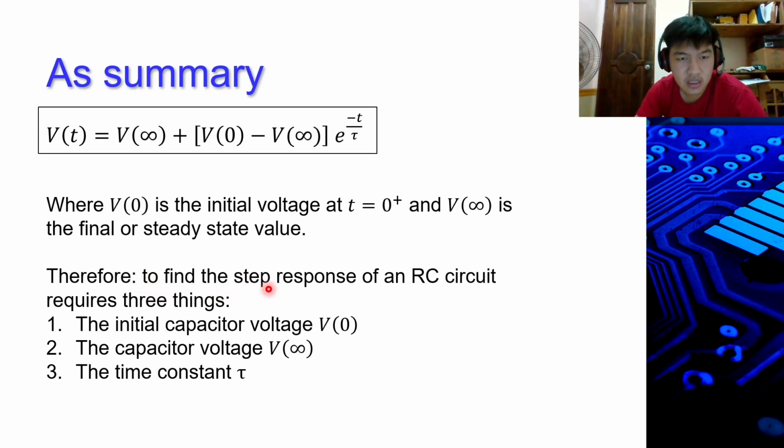Therefore, finding the step response of an RC circuit requires three things. Number one, the initial capacitor voltage V of 0, the final capacitor voltage V infinity, and the time constant tau.